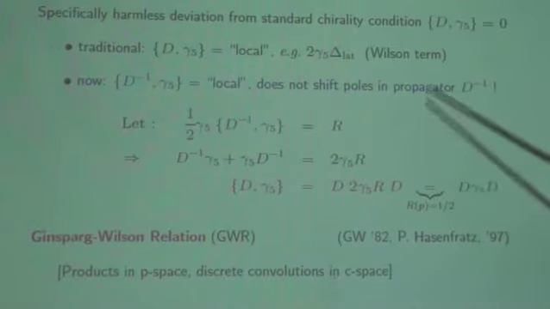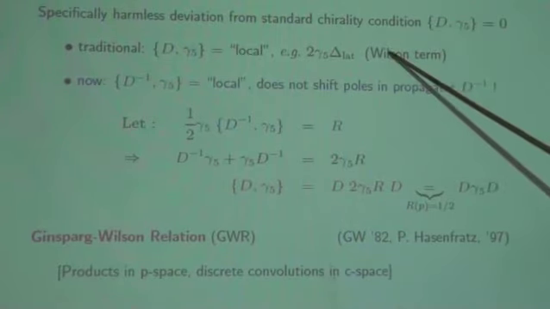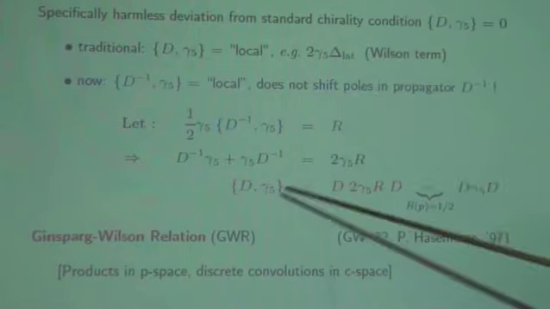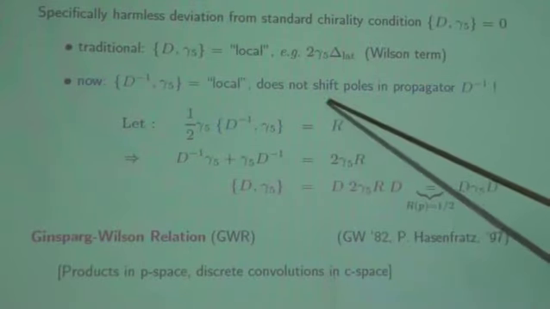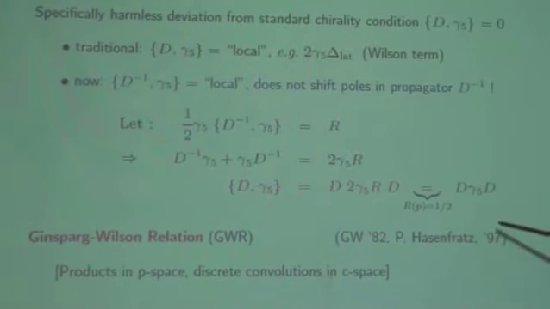And we have now a particularly smooth way of breaking this property, not in the crude way as down here, but in a particular smooth way, which does not shift the poles in the propagator. This is known as the Ginzburg-Wilson relation, written down in an old paper, which was then forgotten over a long time, and then rediscovered at the end of the 20th century.